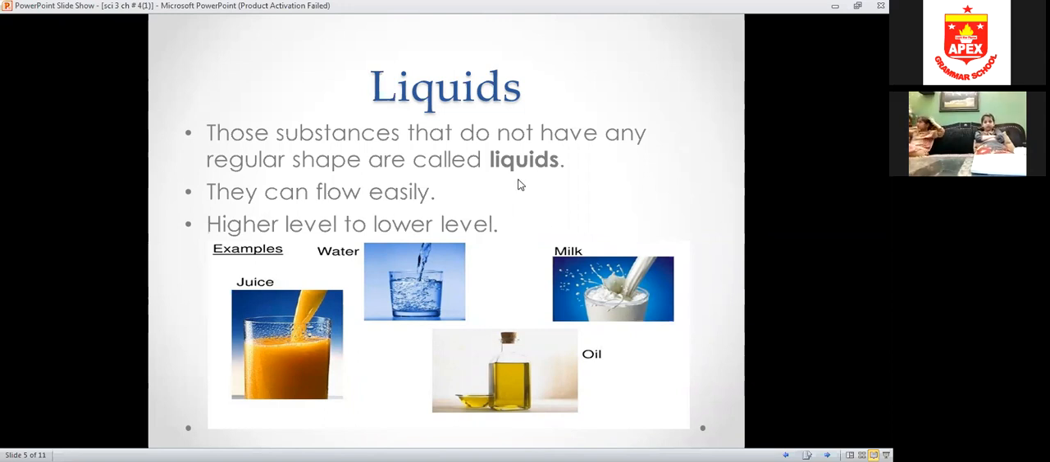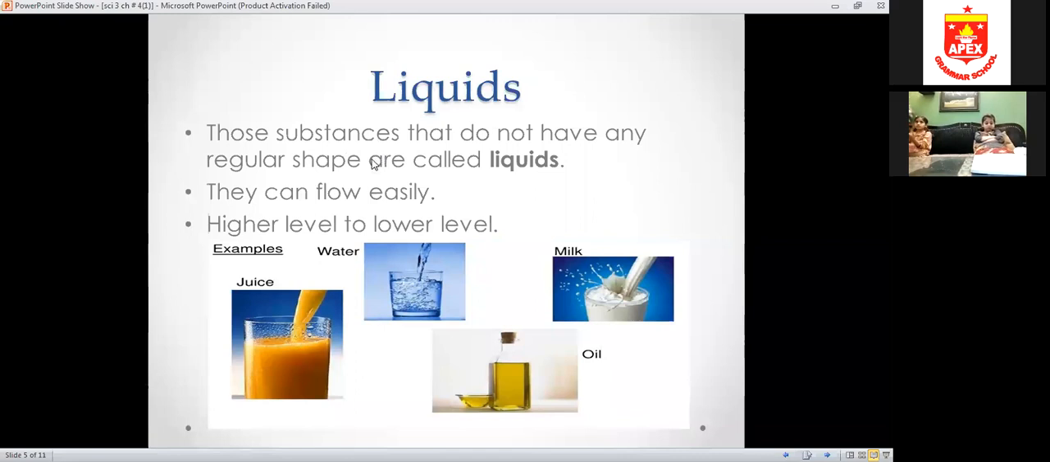Those substances that do not have any regular shape... In solids I gave you so many examples, like your table, chair, but they are in proper shape. You know a chair has 4 legs, a seat on top to sit on, and a back side, so it has a proper shape. So those things, though, the liquids are those substances which do not have a proper shape.